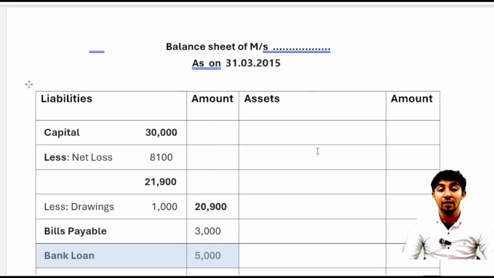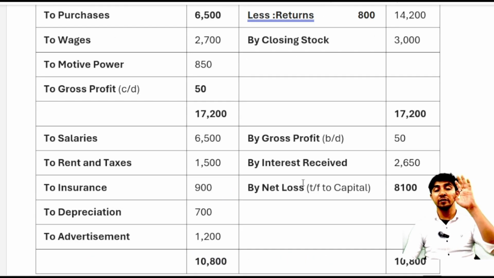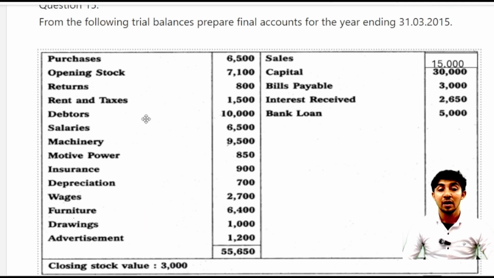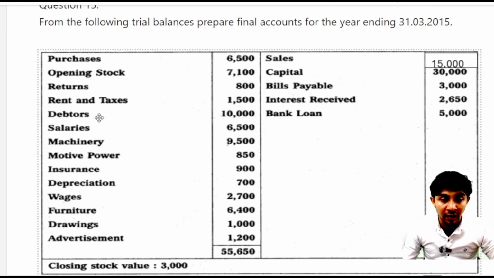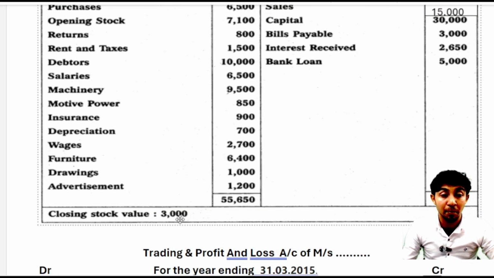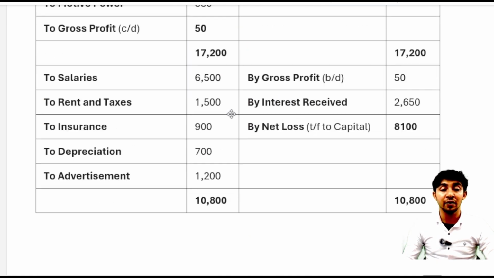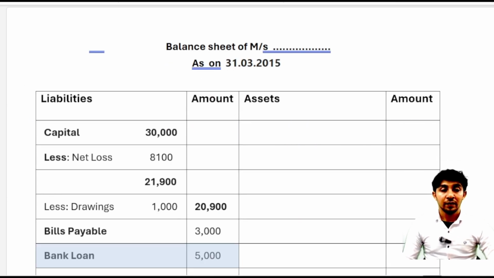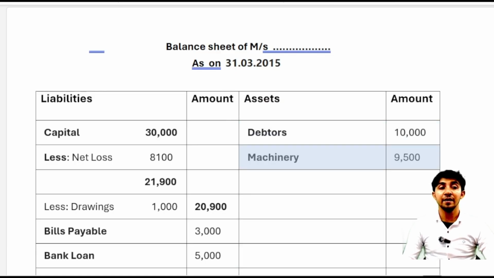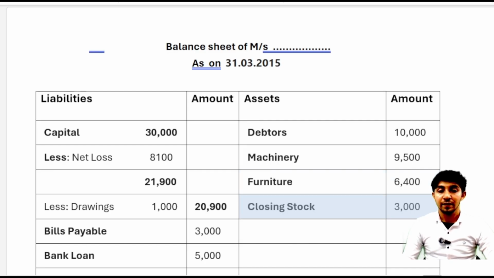Now we'll begin with the asset side. Now we have to search for assets. We'll search on the debit side of trial balance. Look at the debit side of the trial balance, the first asset is debtors, that is 10,000. The second asset is machinery, that is 9,500. The third asset is furniture, that is 6,400. And the last asset is closing stock, that is below the trial balance. So let us write all the assets on the asset side. The first asset is debtors, 10,000, and the next asset is machinery, that is 9,500, and the next asset is furniture, that is 6,400, and the last asset is closing stock, that is 3,000.